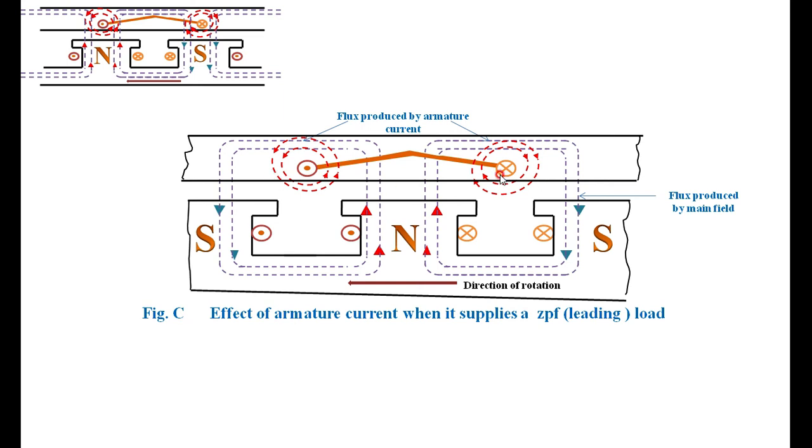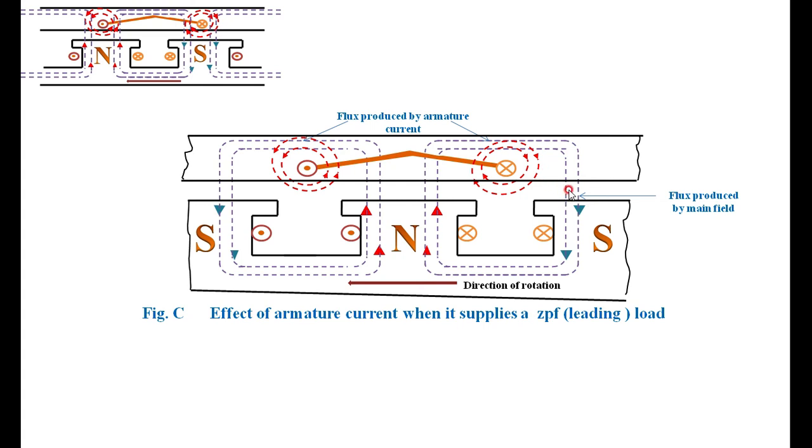acting downwards. At this point, you can look into here also. It is flux is acting upward. Here is also acting upward. They are additive in nature. Here also, armature flux is acting downwards, whereas the flux produced by the main field is also acting downwards. Both are acting downwards. Therefore, all are additive.